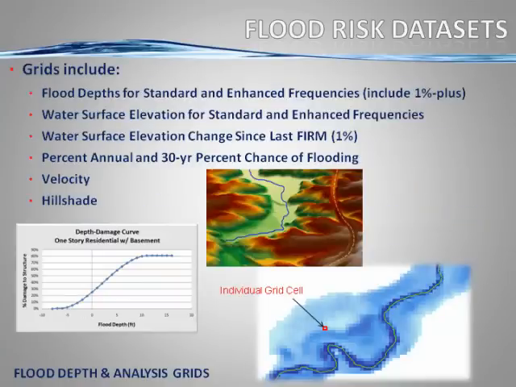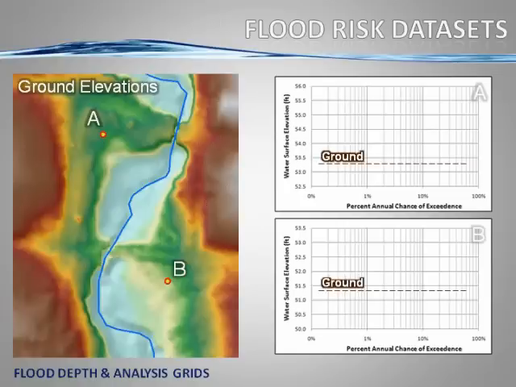So these grids include flood depth. Standard enhanced frequencies include the 1% and then above, the 500 year. Water surface elevation, the water surface elevation since the last FIRM. A percent annual and 30-year chance of flooding, the velocity, and the hillshade. These are all the grids that go into this mapping software and into the data set that would be provided to you. I just want to give you an example.